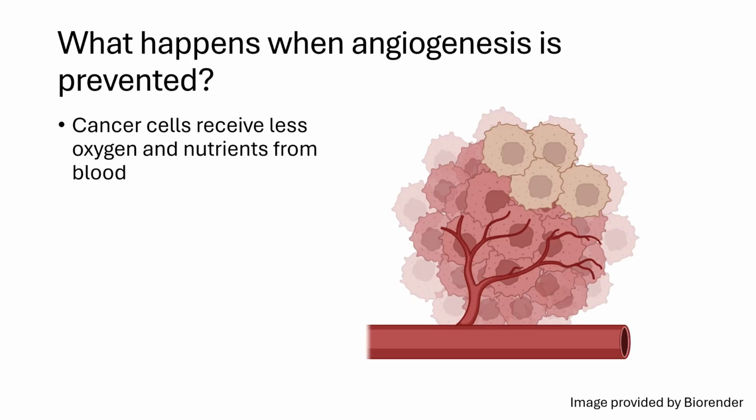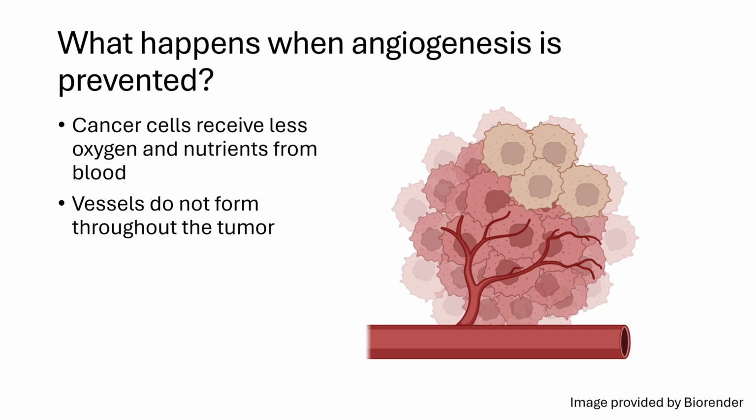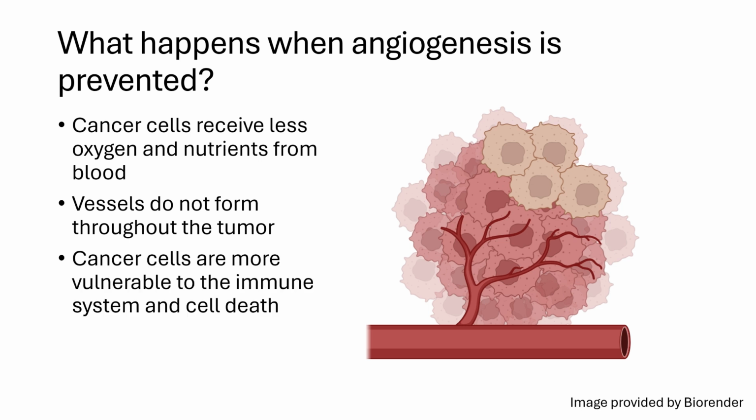Well, then what happens when we prevent angiogenesis? Theoretically, cancer cells will receive less nutrition and the blood vessels won't form or spread throughout the tumor. This would leave cancer cells more vulnerable to the immune system and cell death. Now, all of this is great, but it doesn't necessarily guarantee cell killing.